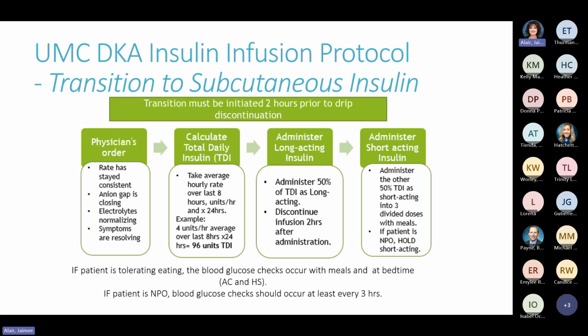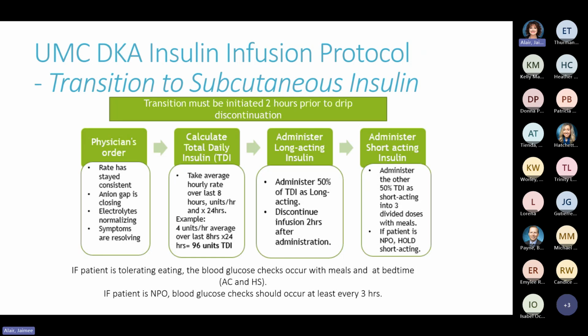Whenever we're using the adult protocol to transition to sub-Q insulin, the transition starts 2 hours prior to discontinuing the drip. You have your physician's orders. You calculate the total daily insulin. We administer our long-acting insulin and then your short-acting insulin.